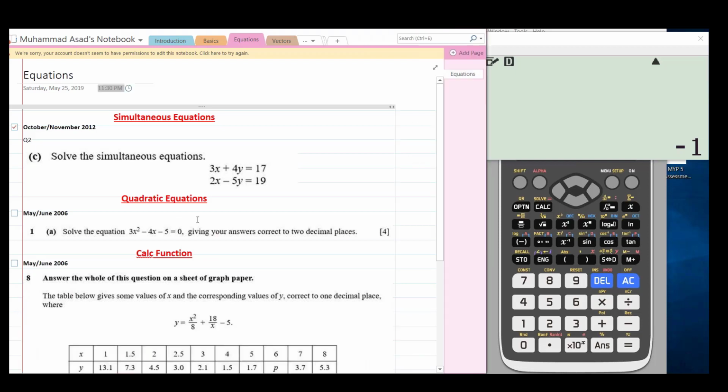Now if you have a quadratic equation, in this model the calculator not only gives you the answer of the roots, means the x values using the quadratic formula, but it also gives you the vertex, means turning points, the coordinates of turning points. So let's do it by using the equation menu again.